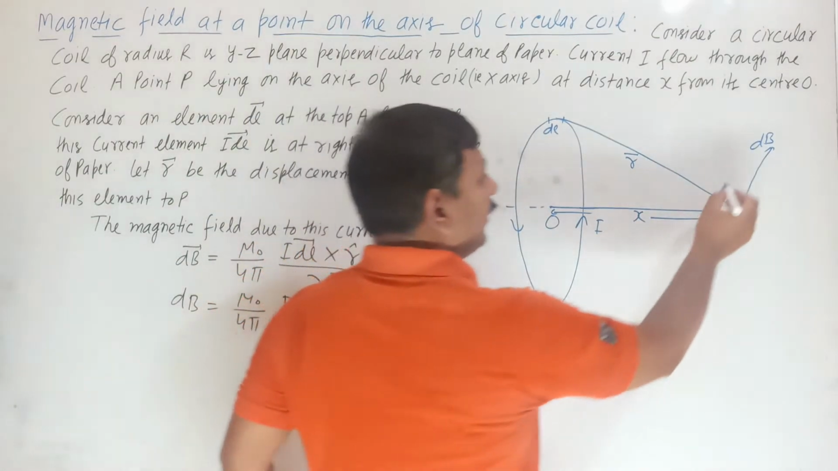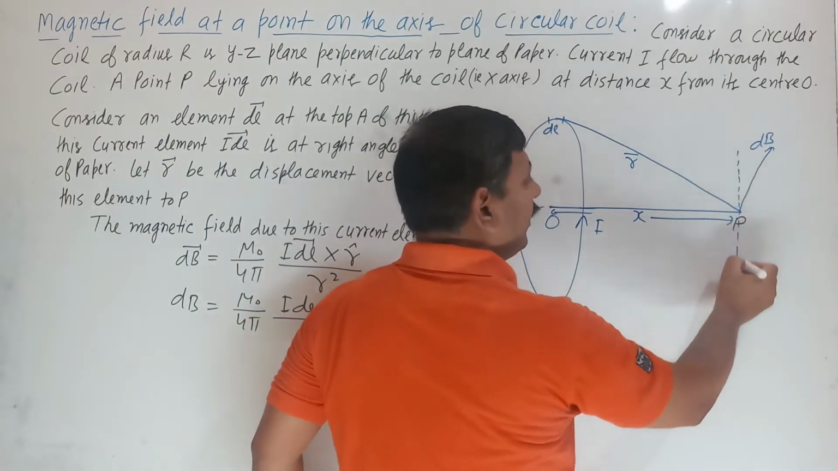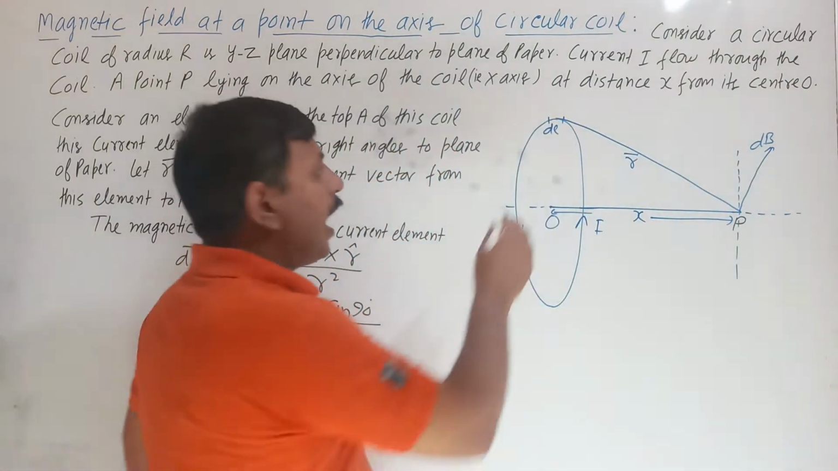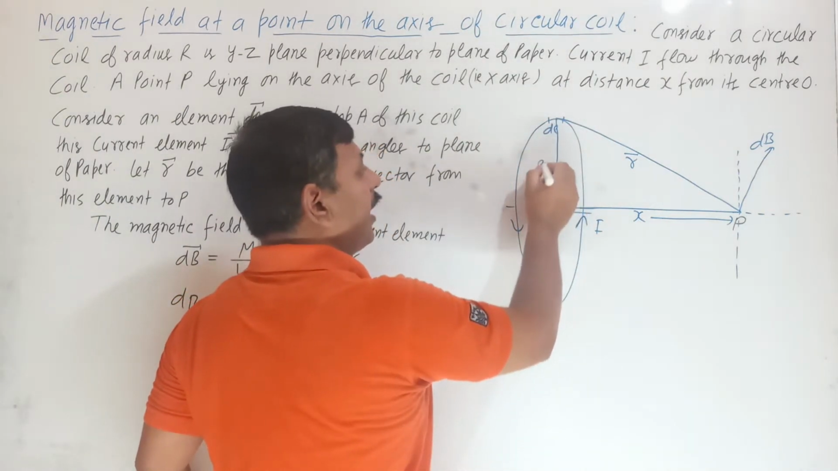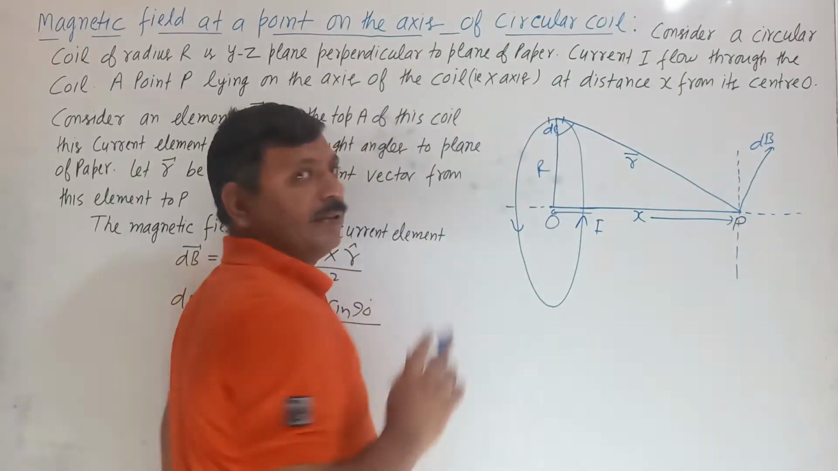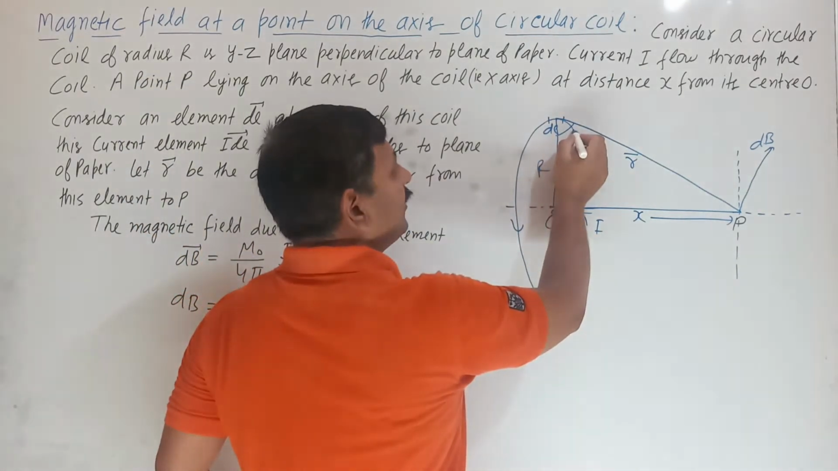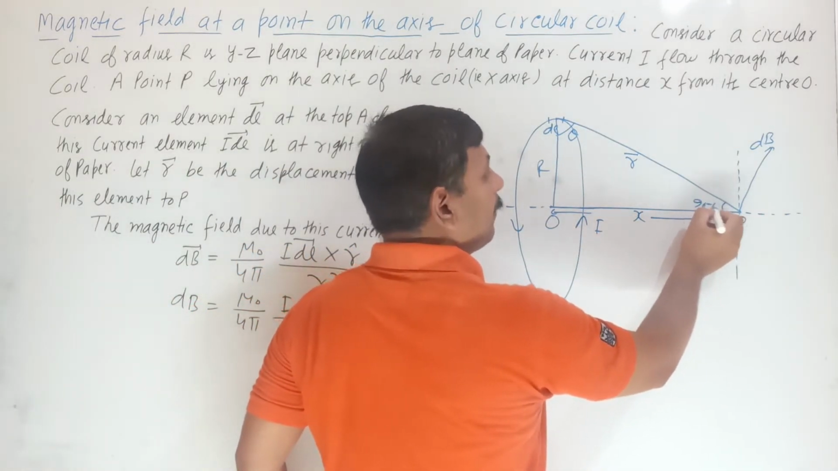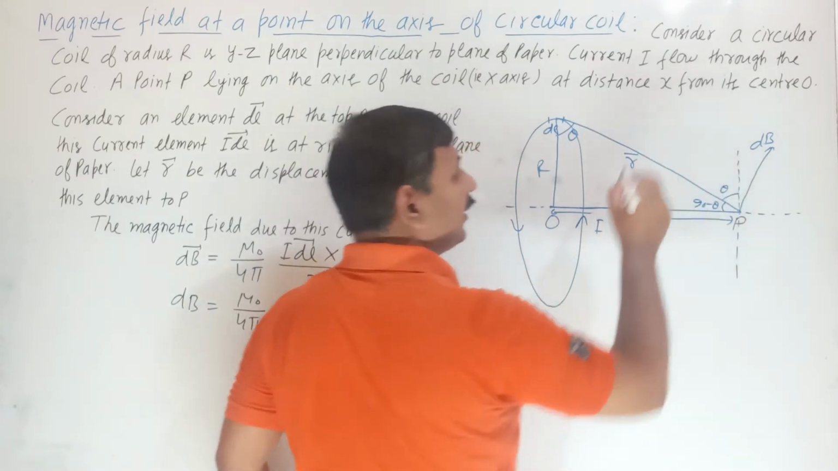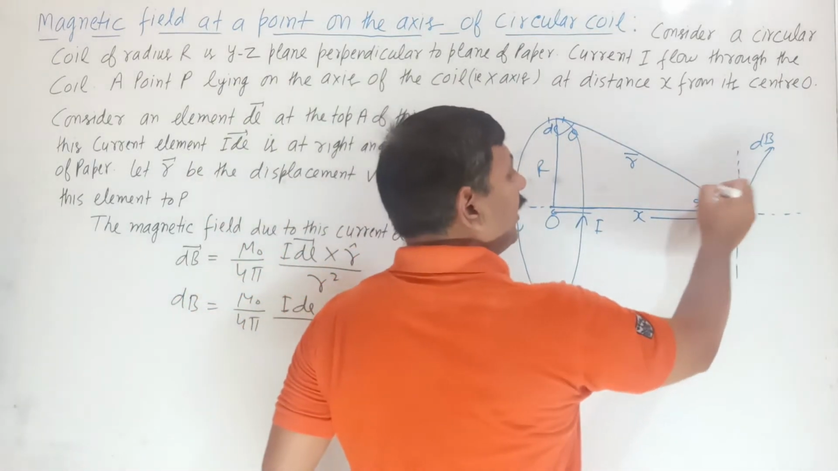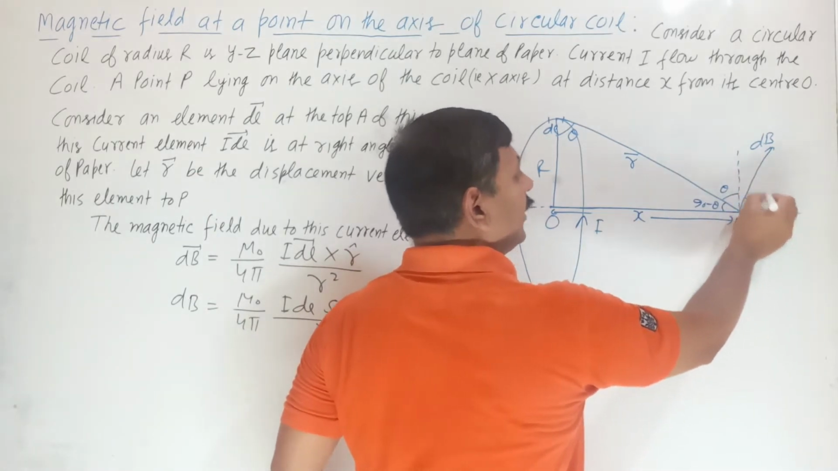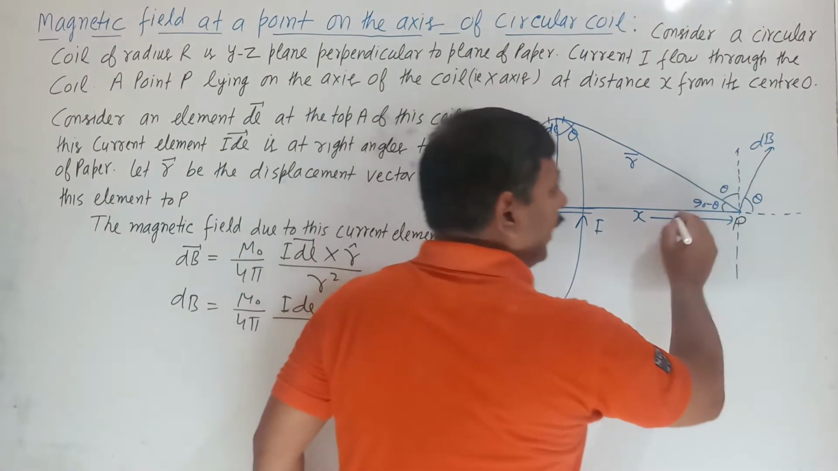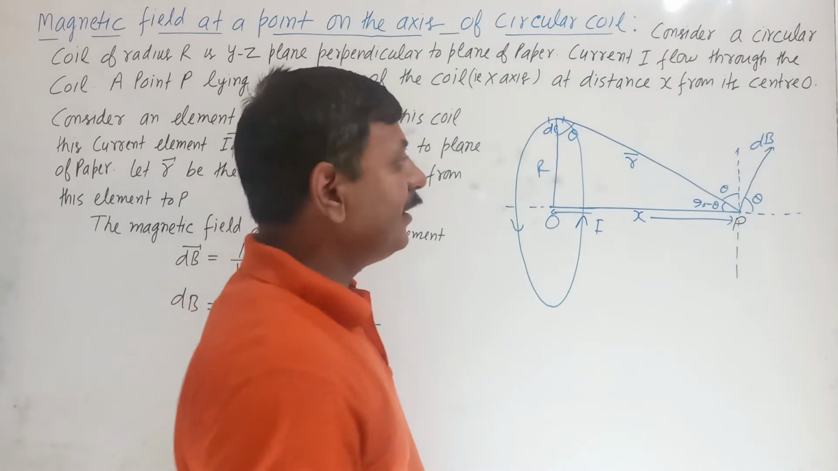If I am considering this along the x-axis, and the angle between R and this position vector is smaller, suppose this angle is theta, what happens? This will become 90 minus theta, so this angle becomes theta. So this again becomes 90 minus theta because it is perpendicular, and this angle becomes theta. So you can see here this dB makes angle theta with the x-axis.